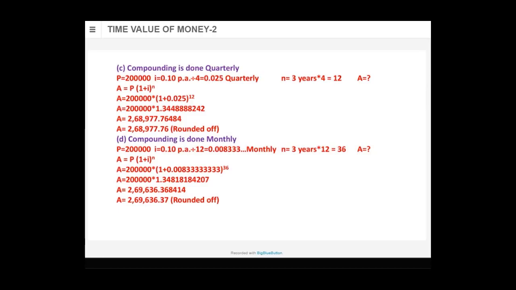Then compounding is done monthly. If compounding is done monthly, P is the same, and the monthly rate is 0.10 divided by 12. And that comes to 0.00833333333. So I said there dot, or you can show that bar sign, recurring. And then 3 years monthly. So 3 years into 12, 36. As compounding is done monthly, my n should be in months, 36.